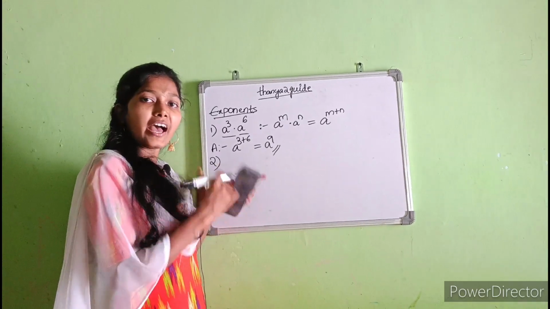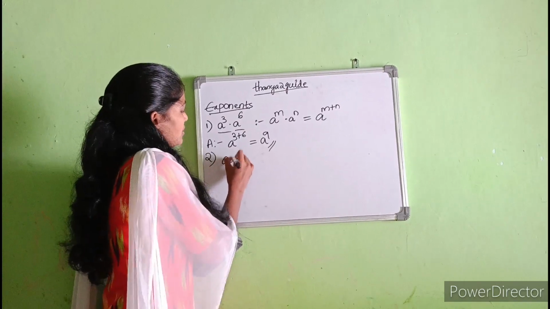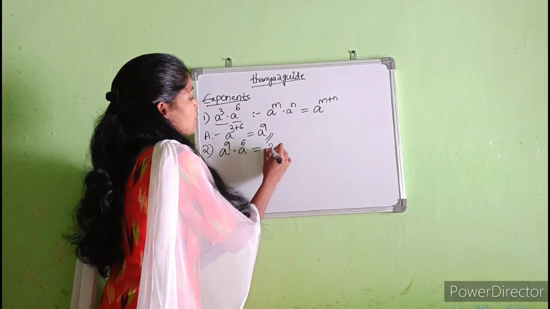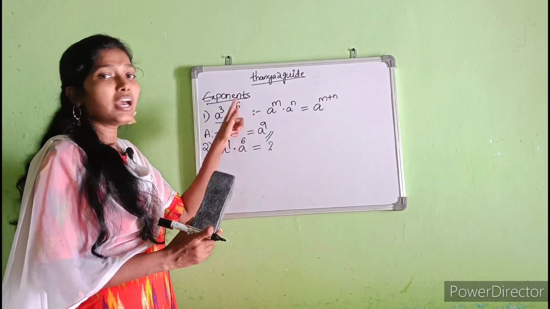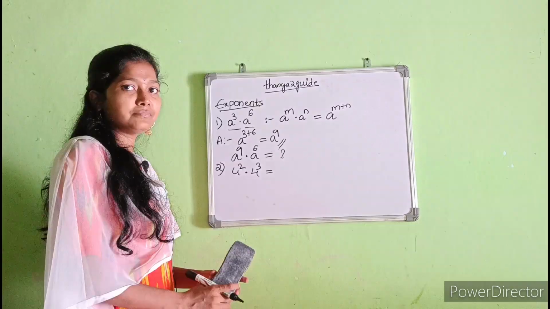let us have one more example as your homework, so please work on it. I am giving a question: a to the power of 9 into a to the power of 6 is equal to how much? Based on the above question you have to solve this one. Now let us move to the next one.